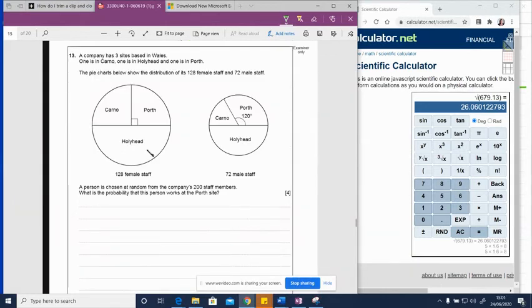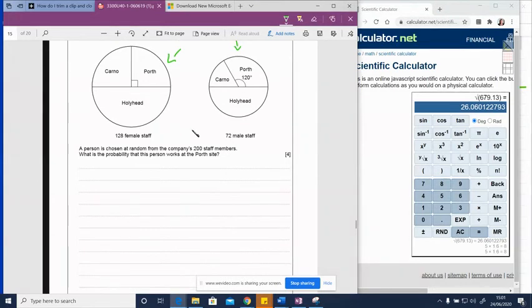Okay, question 13. Question 13 tells us that a company has 3 sites based in Wales: Carno, Holyhead and Porth. The pie charts below show the distribution of 128 female staff, which is this pie chart, and 72 male staff, which is this pie chart. It tells us that a person is chosen at random from the company's 200 staff members. What is the probability that this person works at the Porth site? So it doesn't matter whether they're male or female.